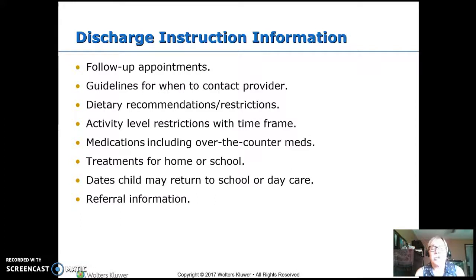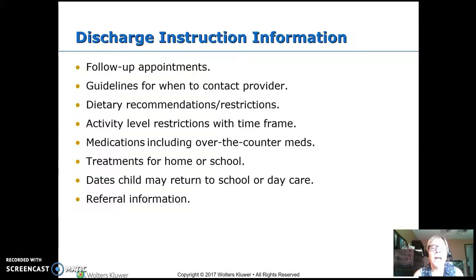So when we give discharge instructions, we're going to give follow-up appointments, and hopefully we've made those appointments and we're saying you're going to visit this doctor on this day and time, and not just call them to make it themselves. We're going to give guidelines of when they should contact the provider. We don't want them to wait with the kid getting worse, saying, well, I don't go back until whatever day. So clear guidelines of when to call.